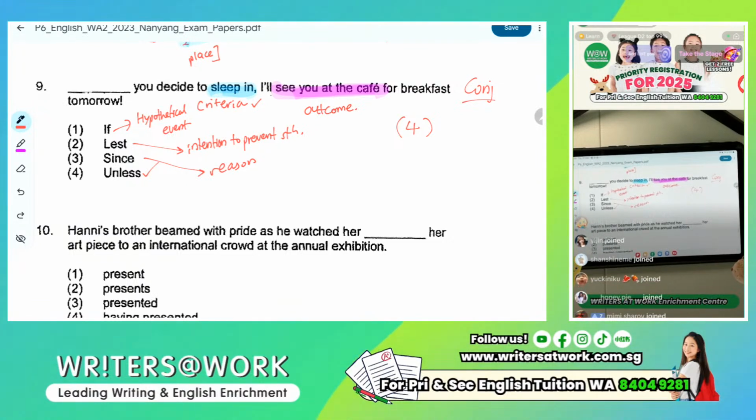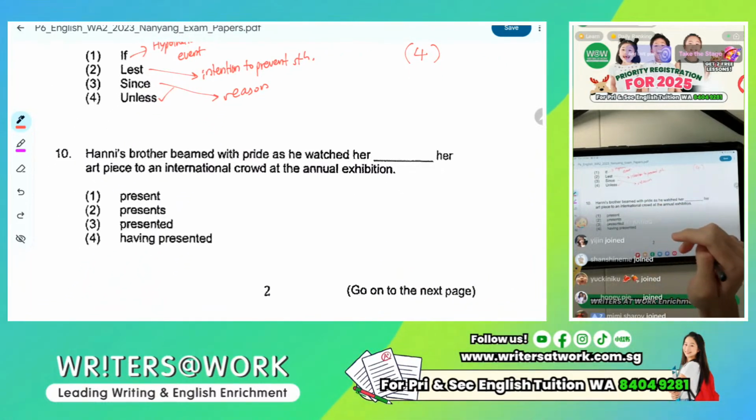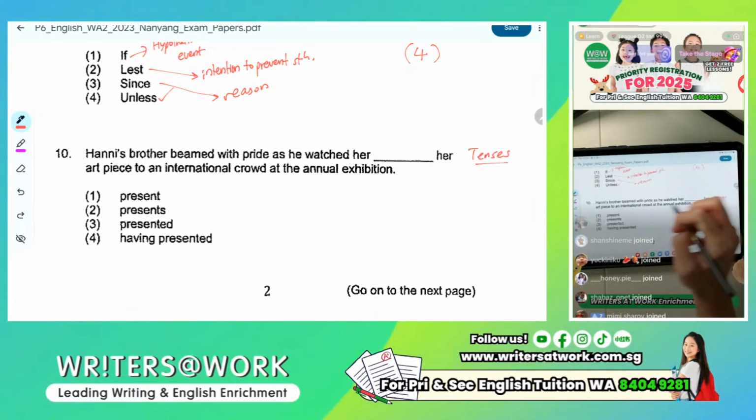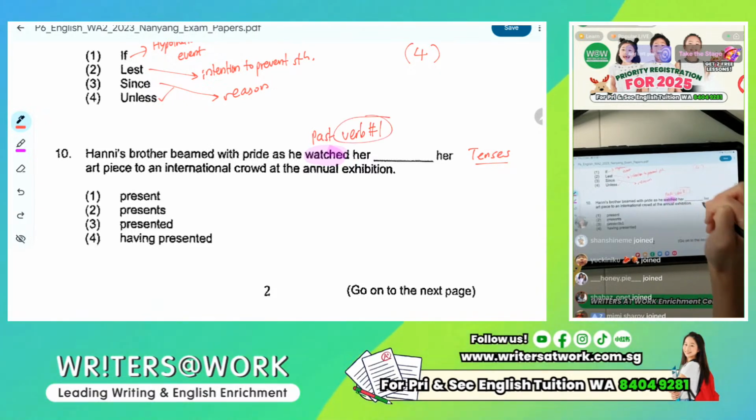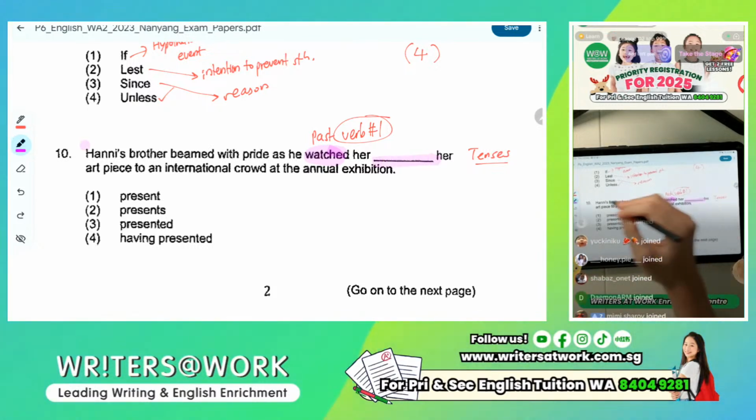Now let's take a look at question 10. Hani's brother beamed with pride as he watched her dash her art piece to an international crowd at the annual exhibition. So we are interested in tenses here. First thing to note, watched. So this already tells me it is in the past tense. At the same time, it is a verb. It's the first verb. And the blank here is my second verb.